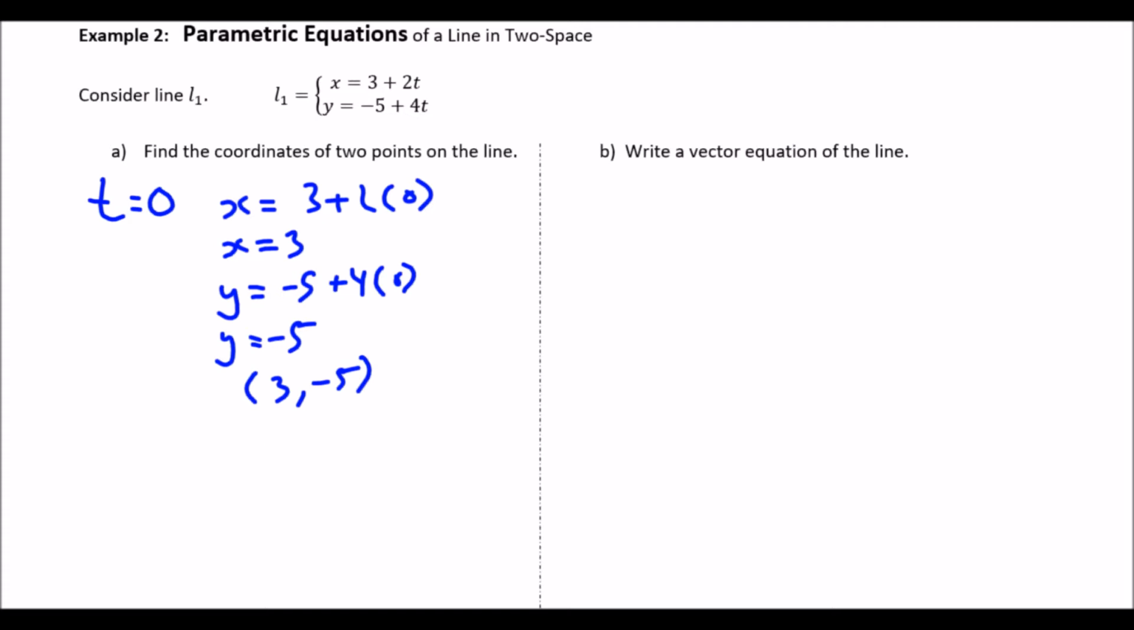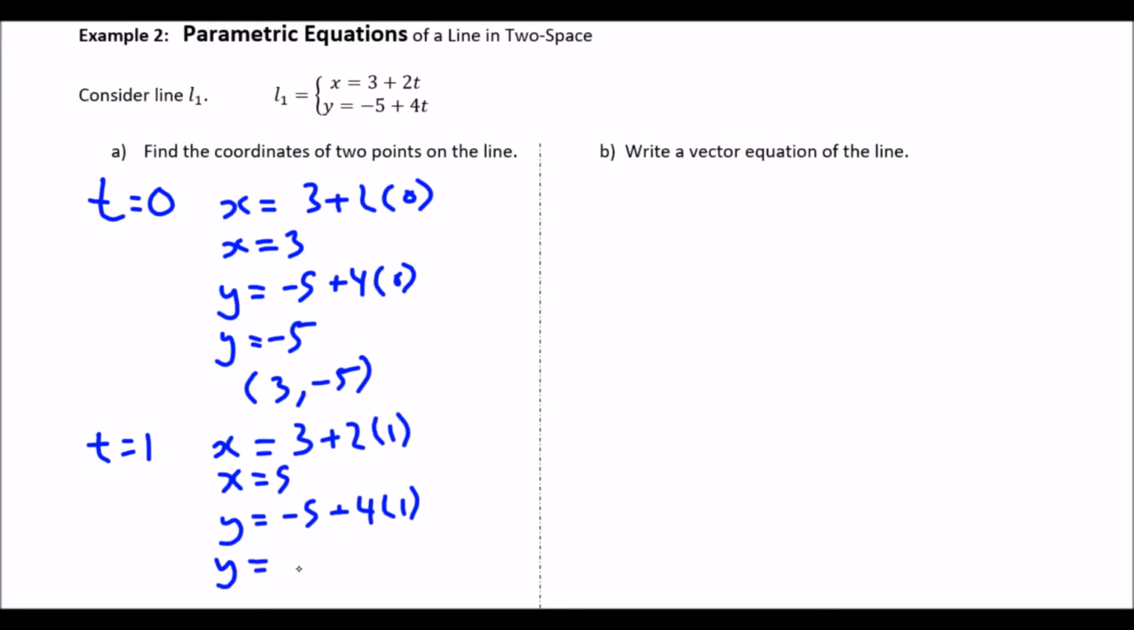All right. Let's do another one. Let's do t is equal to 1. We'll do nice and easy ones. So x equals 3 plus 2 times 1, so x is equal to 5, and y is equal to negative 5 plus 4 times 1, so y is equal to negative 1. So then I would have the point 5, negative 1. So my 2 points are here and here.